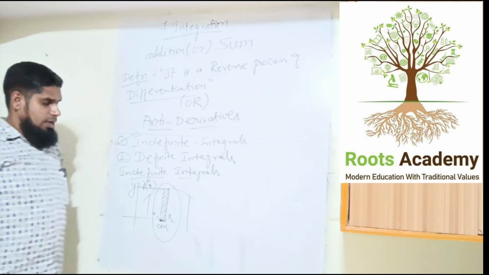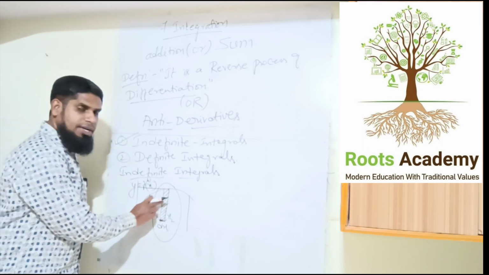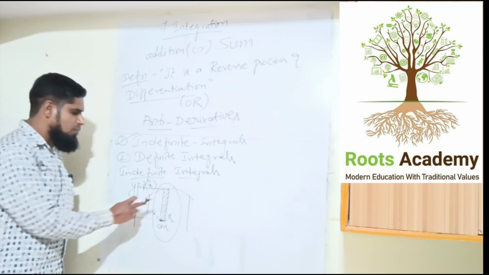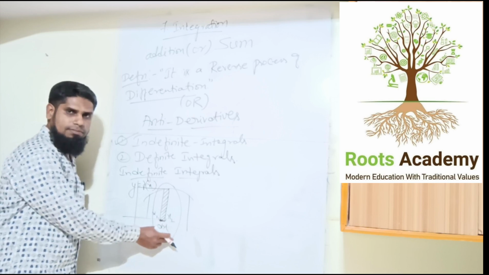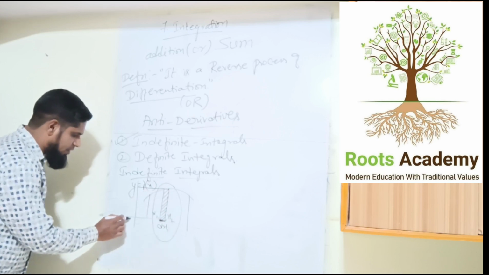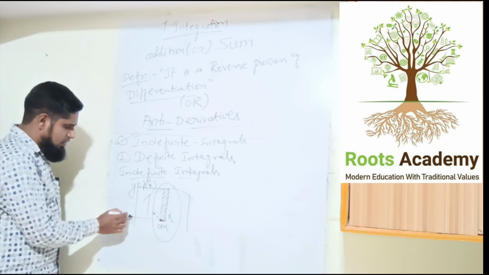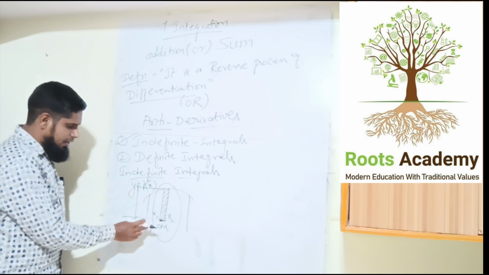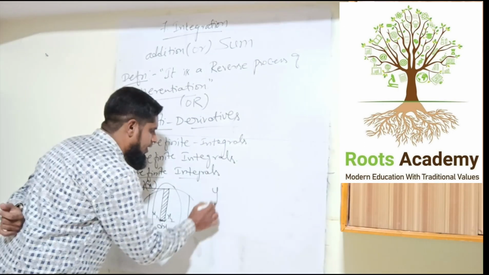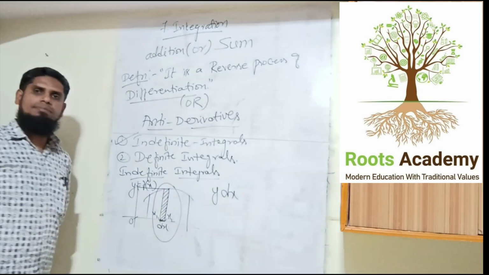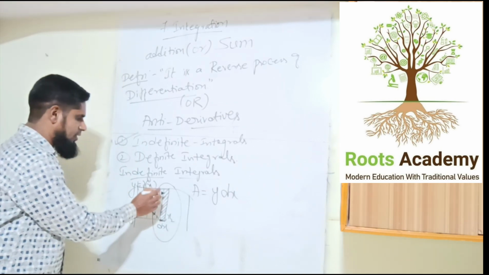Now students, it is easy to find the area of a rectangle. We studied in our lower classes that the formula to find the area of a rectangle is length into breadth. We know that the length of this figure is y, because we consider the distance from here to here, it is y, and here it is dx. So the area of the rectangle is y into dx, that is length into breadth.